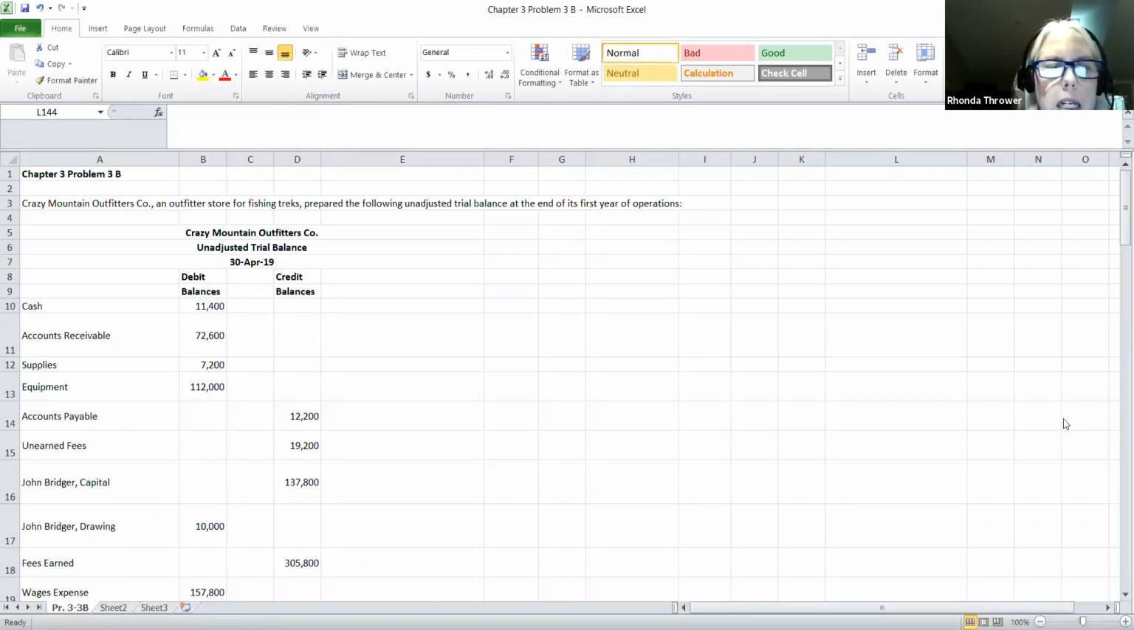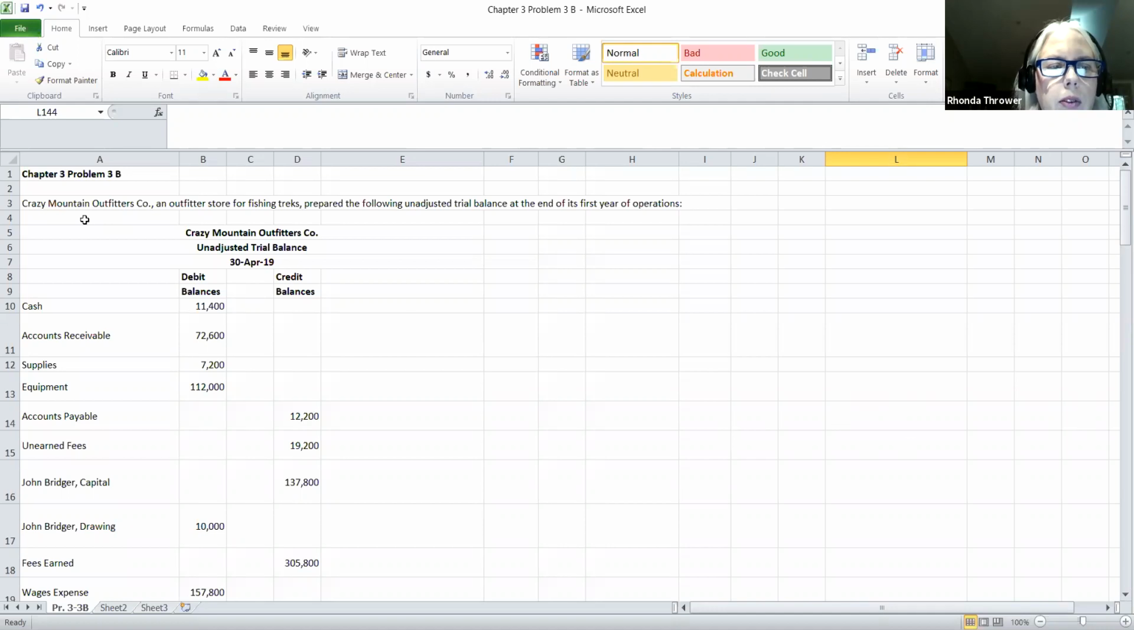You should be able to see my Excel spreadsheet now. I've copied from Cengage into Excel, and I wanted to show you again how to do adjusting entries. We're going to put these in T accounts first because we analyze our adjusting entries through T accounts first. Then I'm going to copy them into the journal.